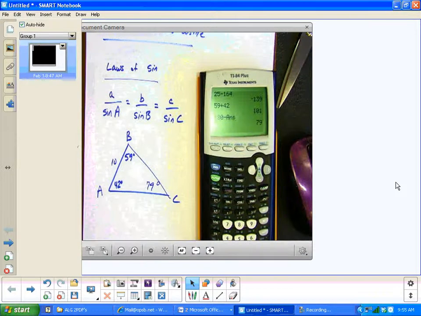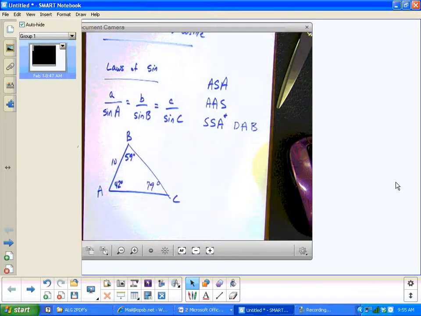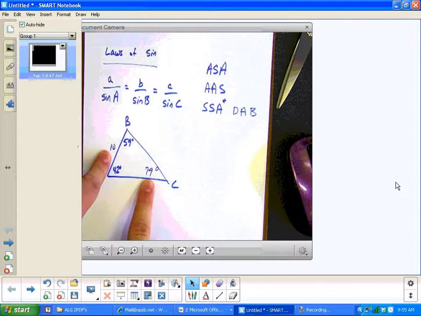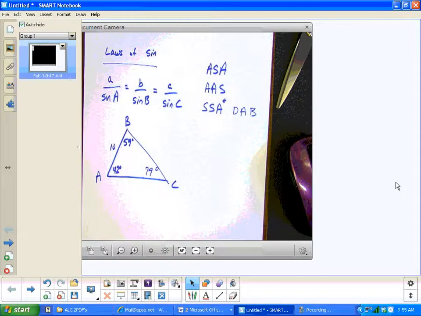Okay, because what do we know about the three angles in a triangle? Right, the sum is 180. Now notice, once I found that third side, I have an angle and the side opposite it. And so if I have that information on a triangle, I can find the other stuff. So let's set up and substitute in this formula.